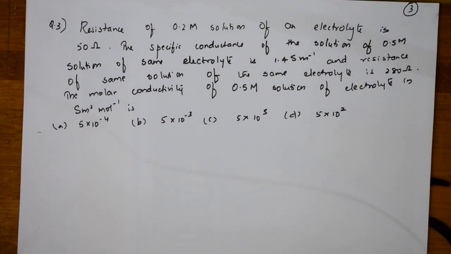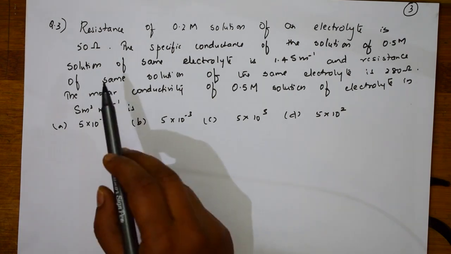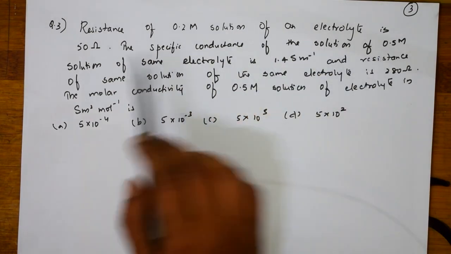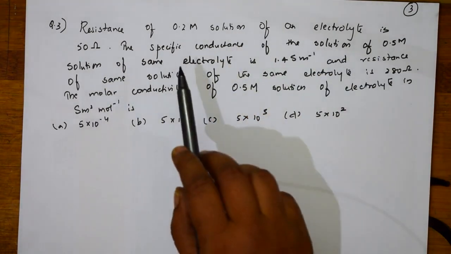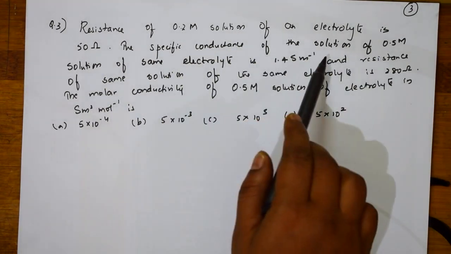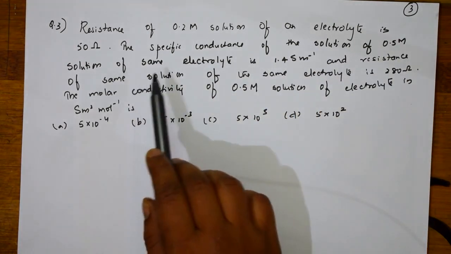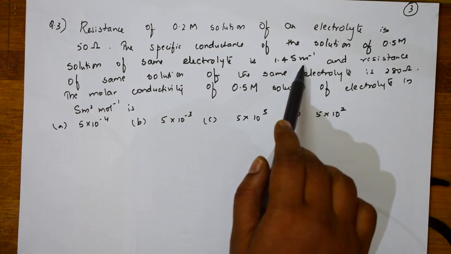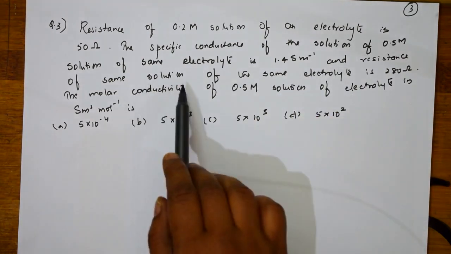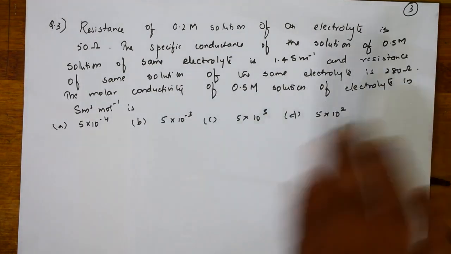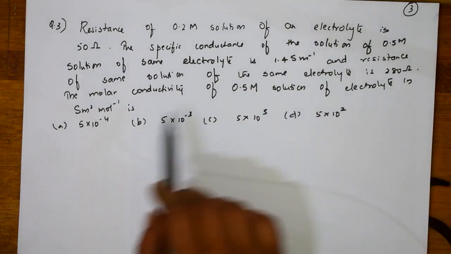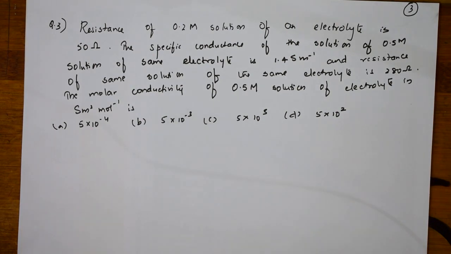Here we are supposed to find the molar conductivity. I've already written the formula. Let's read the question first. The resistance of a 0.2 molar solution of an electrolyte is 50 ohms. The specific conductance of a 0.5 molar solution of the same electrolyte is 1.4 S per meter, and the resistance of the same solution is 280 ohms. The molar conductivity of the 0.5 molar solution of the electrolyte is what? I need to find that molar conductivity.